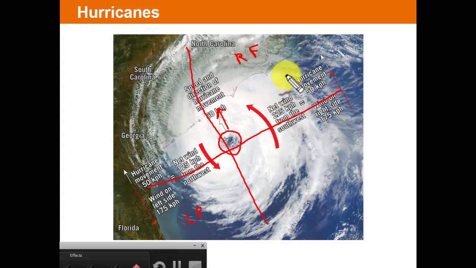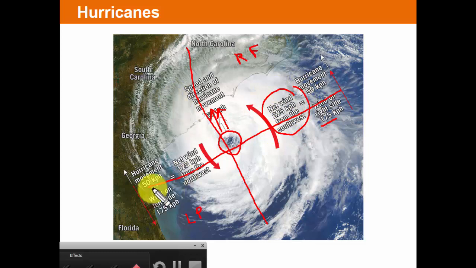The right front quadrant of any hurricane is always going to have the most powerful winds, because you take the actual forward motion of the storm, and then the winds on the right side, which in this case are 175 kilometers per hour, and you add them together to get this net wind of 225.